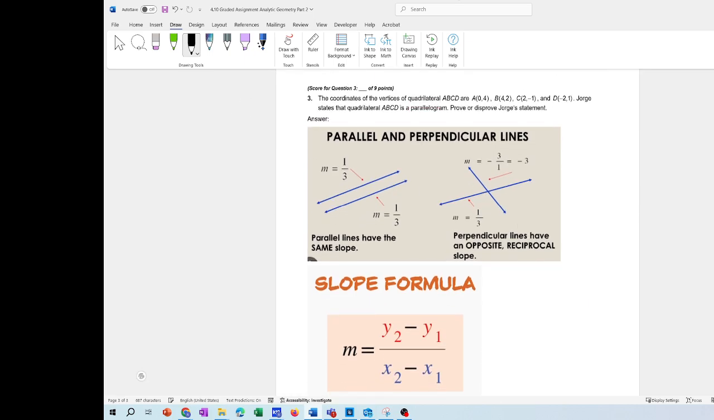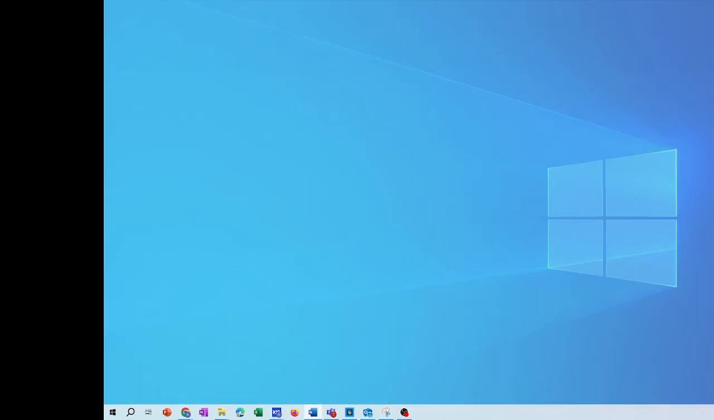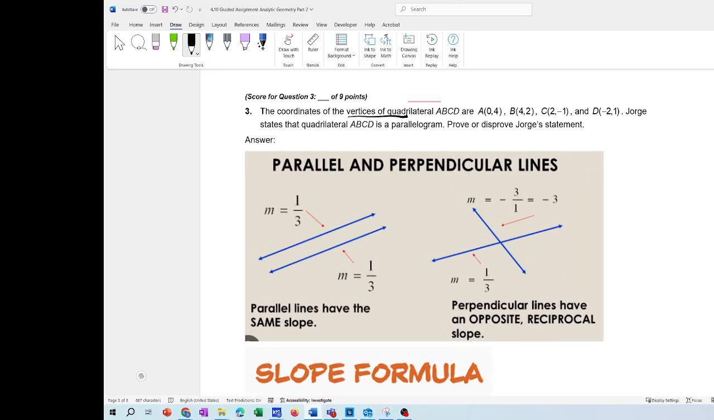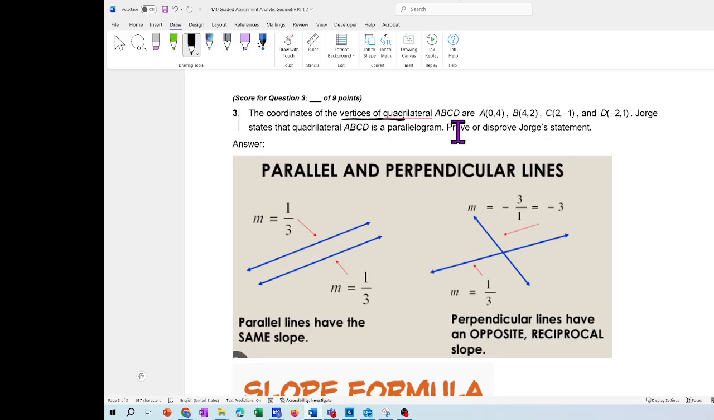Okay? So this problem is going to be about parallel and perpendicular lines. So the coordinates of the vertices of quadrilateral, now we're going to have a quadrilateral, are, you have A, B, C, and D. And Jorge states that quadrilateral ABCD is a parallelogram. Okay? So parallelogram, you're going to have 4 sides, and the opposite sides are going to be parallel. Prove or disprove Jorge's statement. So I added this additional information. It's not on your TGA.